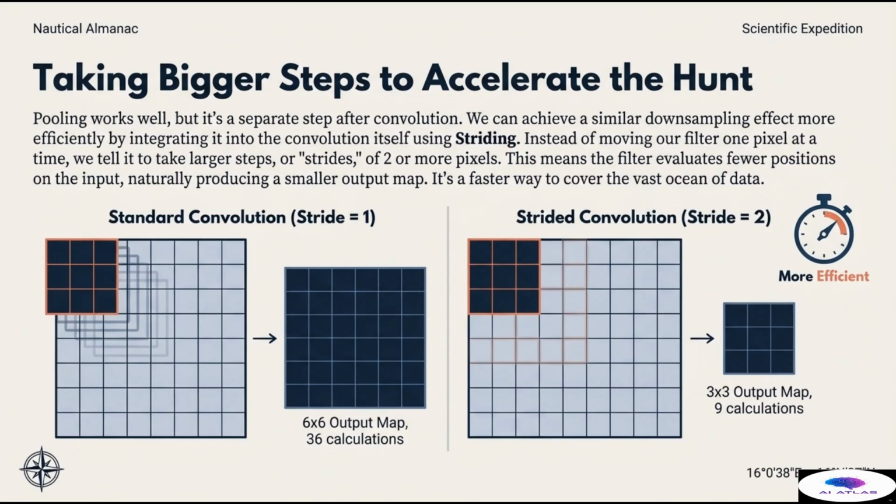However, if we introduce a strided convolution with a stride of 2, we instruct the filter to skip every other pixel, effectively moving 2 pixels at a time. This drastic reduction in overlap means the filter evaluates far fewer positions on the input. As a consequence, it naturally produces a significantly smaller output map. In our example, a stride of 2 immediately reduces the 6x6 output map to a 3x3 output map, requiring only 9 calculations. This is a much faster, more efficient way to cover the vast ocean of data and integrate the benefits of downsampling without the overhead of a separate pooling layer.